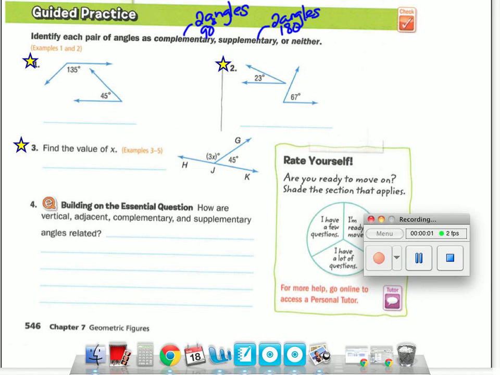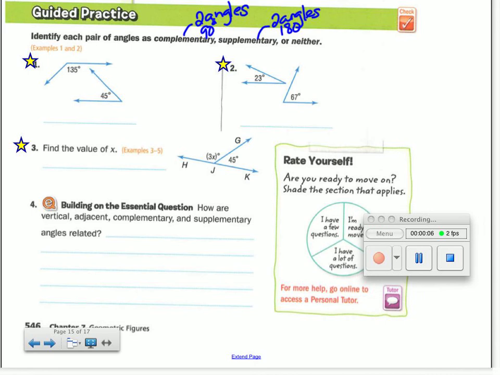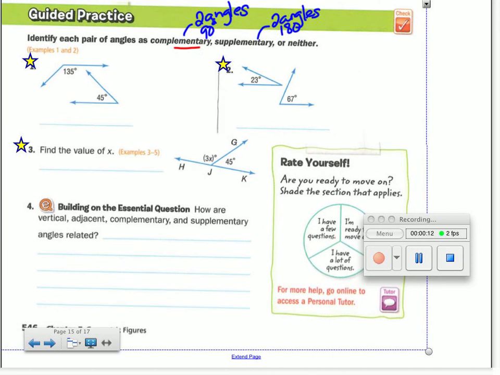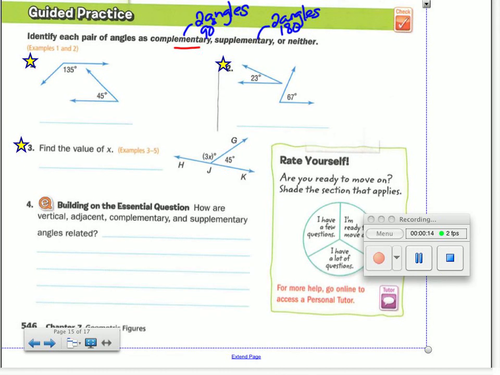All right, so again, today we are working on complementary and supplementary. Quick reminder: complementary is when you have two angles and they equal 90 degrees. Supplementary is when you have two angles and they equal 180 degrees.